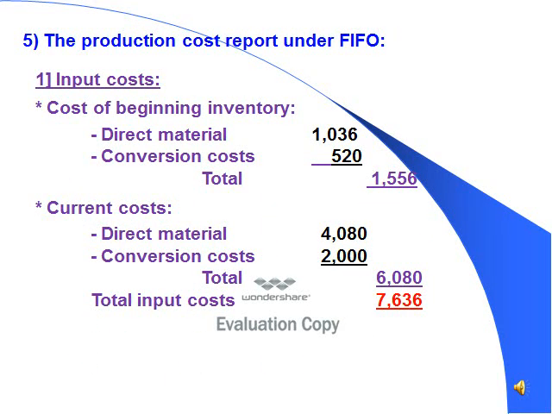Return to example on page 32. Input cost, cost of beginning inventory. This data is given in the example. Direct material 1,036, conversion cost 520, total 1,556. Current cost, direct material 4,080, conversion cost 2,000, total 6,080. Total input cost 7,636.